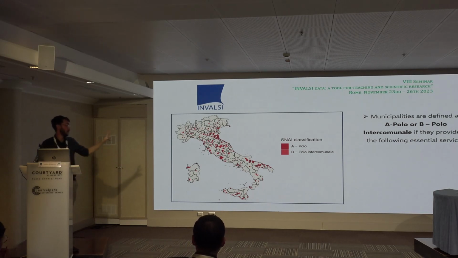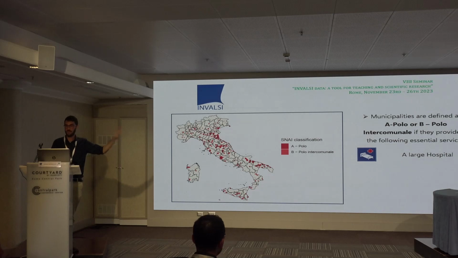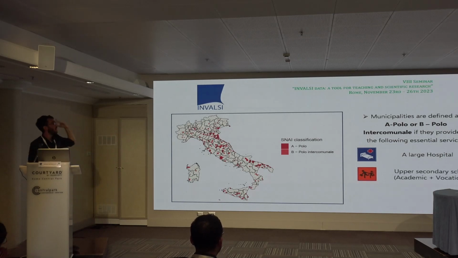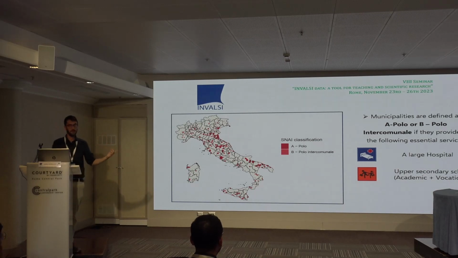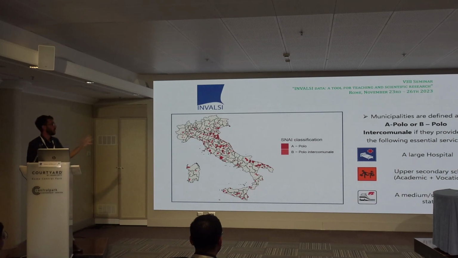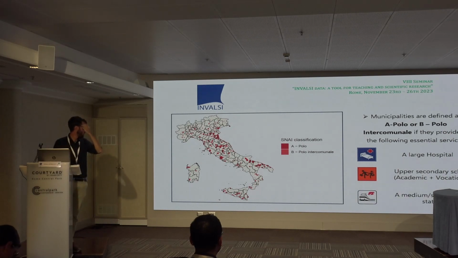First, in the central area are defined all the municipalities which are labeled as polo, or polo intercomunale if there are more than one. These municipalities are defined by the following essential services: they have at least a large hospital, upper secondary education schools, including both academic and vocational tracks, and a medium or small railway station.